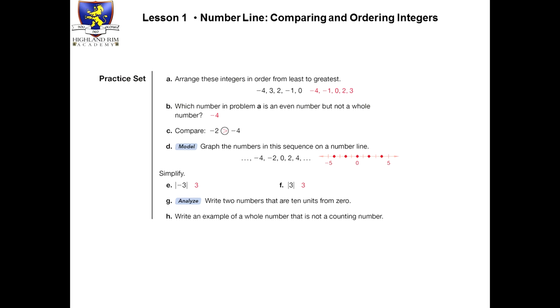In G, it says write two numbers that are 10 units from 0. Well, 10 is obviously 10 units from 0, and it's -10 as the absolute value of 10 also. And finally, it says write an example of a whole number that is not a counting number. Well, we talked about that already. Counting numbers are 1, 2, 3, 4, 5 through infinity. Whole numbers include 0 and 1, 2, 3, 4, 5. So your obvious answer here is 0.